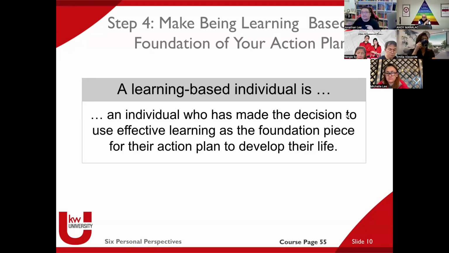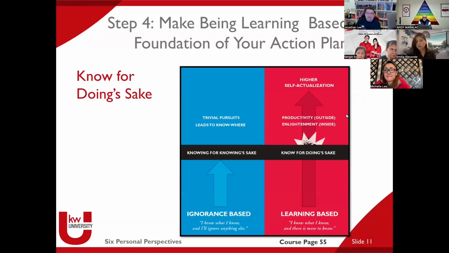Now, continuous failure on the same thing, that's a problem, right? But if you fail on one thing, let's learn how to be better on this. Let's learn how to be better on that, right? So these are things that we need to understand. Being learning-based is the foundation of your action plan, right?